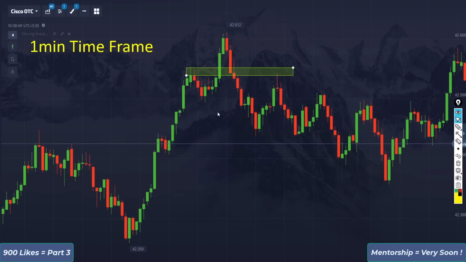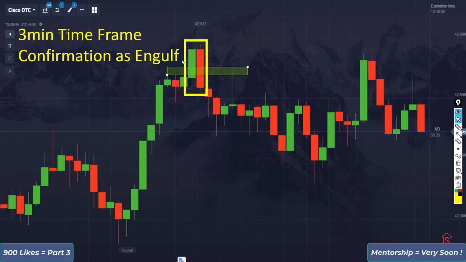You see how it is on the 1 minute time frame, and how this looks at the higher time frame. We want to get the higher time frame confirmation. Let's see if we have that. You see that this is the 3-minute time frame. If you look here, this is the 3-minute chart, Cisco OTC, exactly the same chart. You see this engulf at the higher time frame, and then when the market comes up, it rejects from here because it's a QM level in the 1 minute time frame.